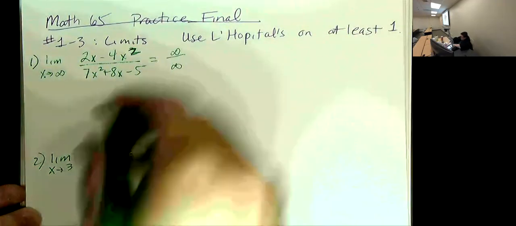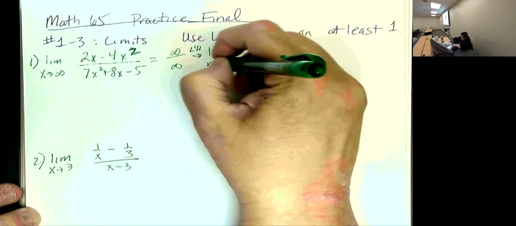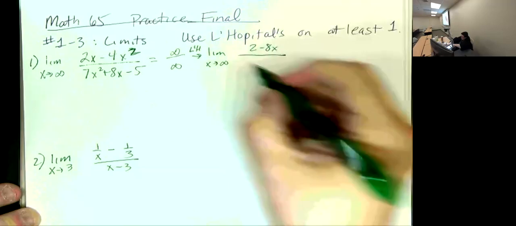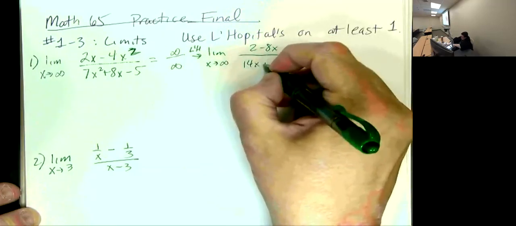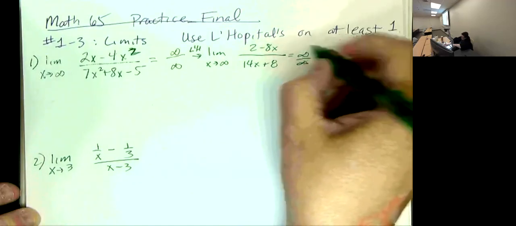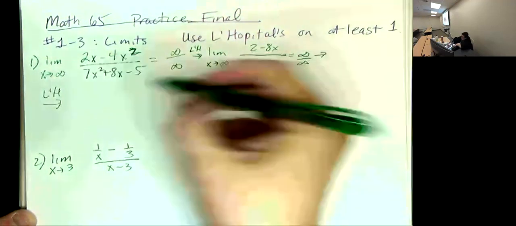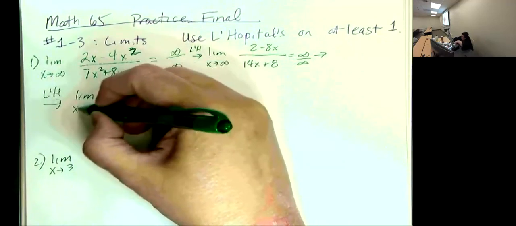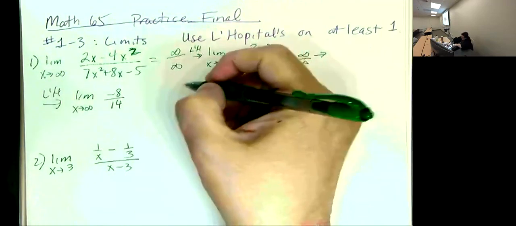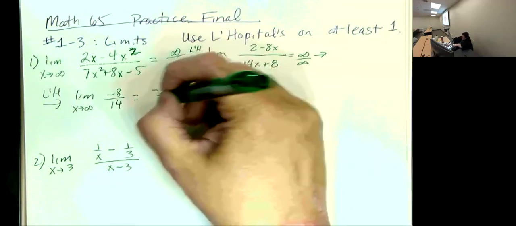So the L'Hopital's approach would be take the derivative. And we get 2 minus 8x over 14x plus 8. Again, that equals infinity over infinity, so we can L'Hopital again. And you have a limit as x goes to infinity of -8 over 14. And that's what the answer is, -8 over 14, which reduces to -4/7.